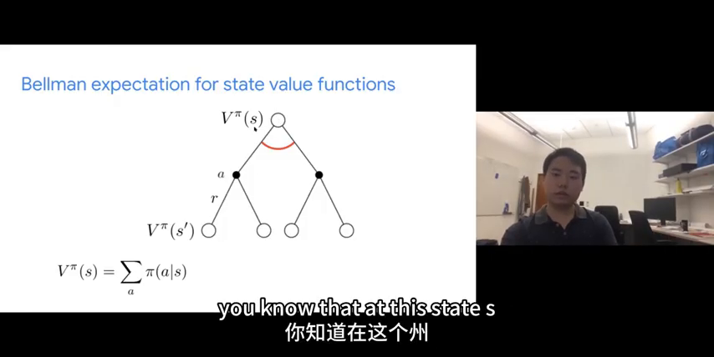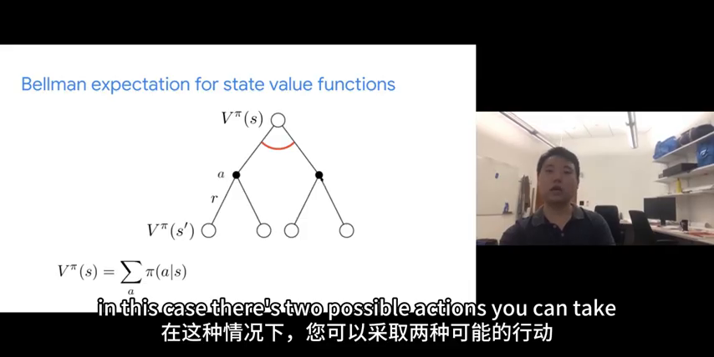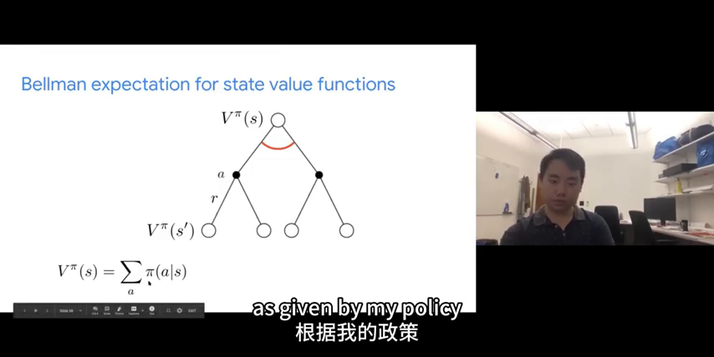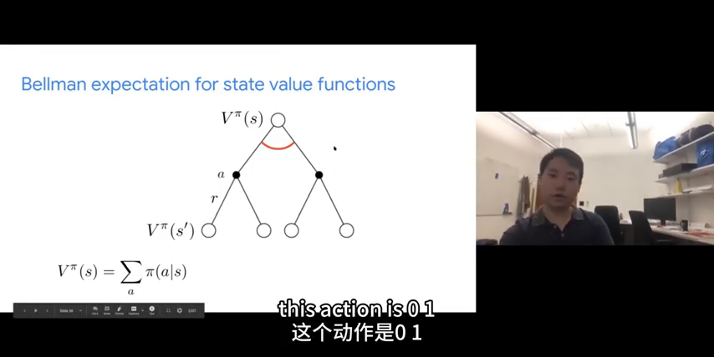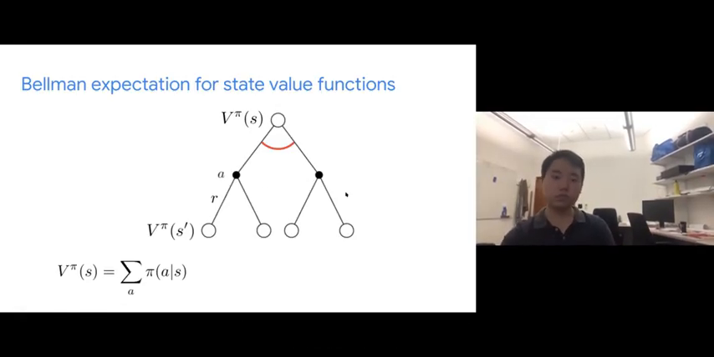Well, first of all, you know that at this state S, you might take many possible actions, right? In this case, there are two possible actions you can take. So I'm going to take an average over these two actions as given by my policy. My policy might say this action is 0.9, this action is 0.1. I'm just going to weight these two actions according to what the policy says.